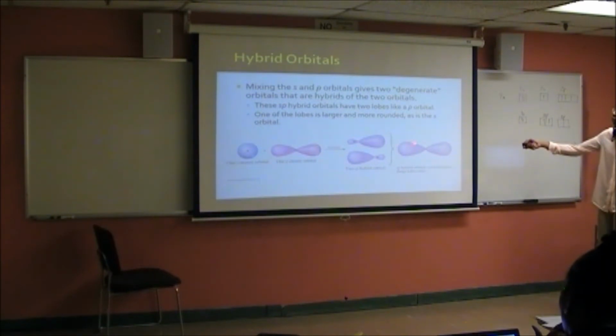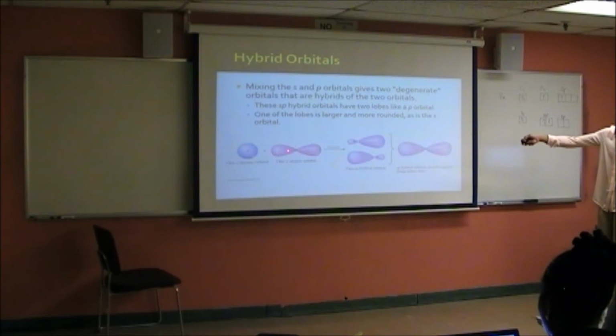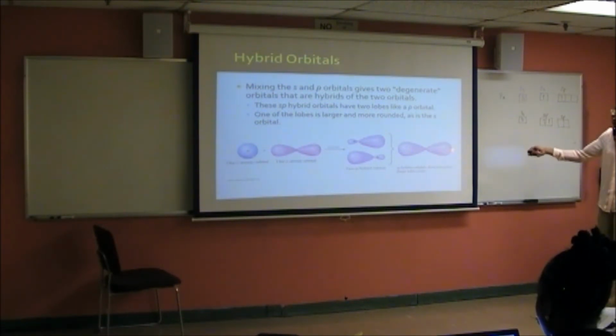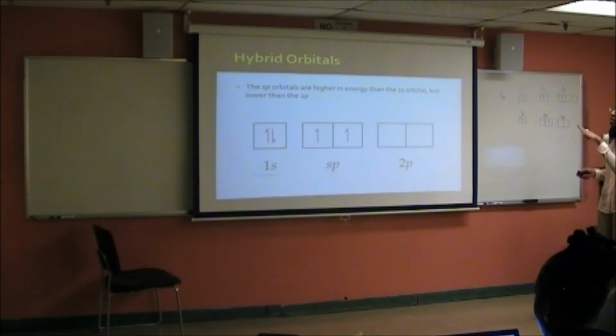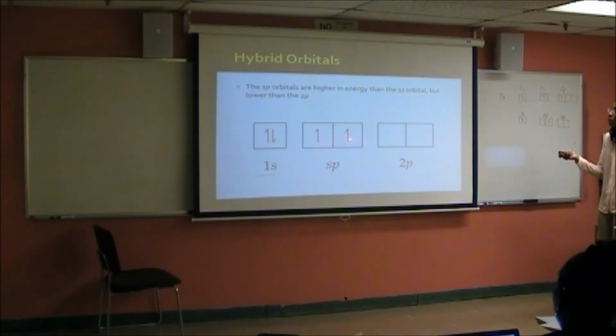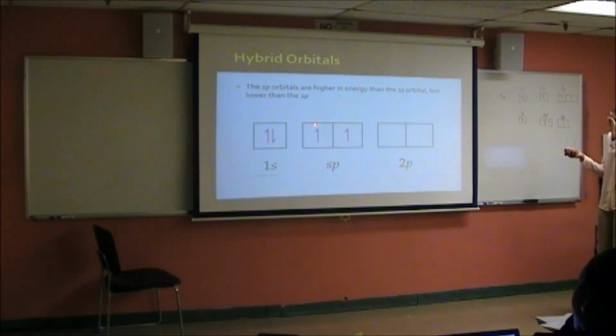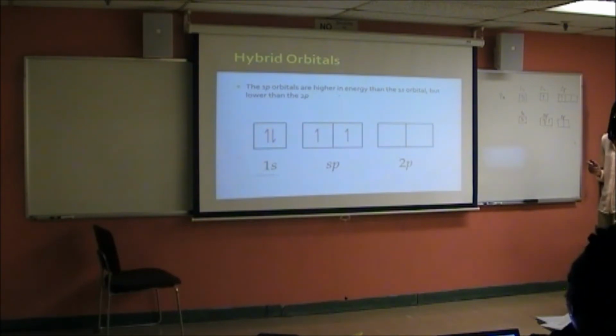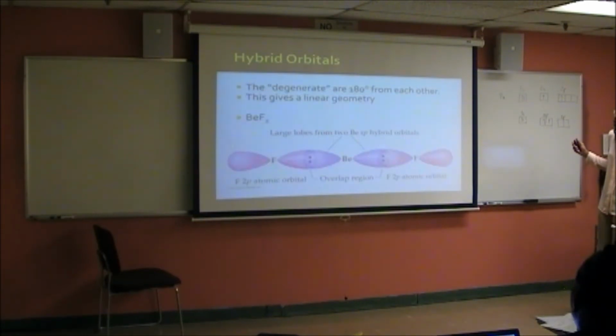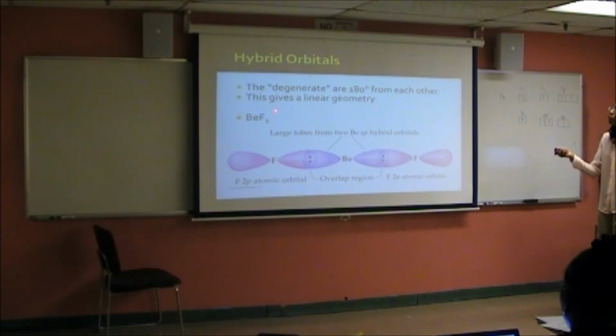Your sp hybrid orbitals are a combination of your 2s and one of your 2p orbitals, and they're going to be slightly bigger than your p orbital, but they're the same shape. All right? So here is what you end up with. This is our hybrid orbital for beryllium.